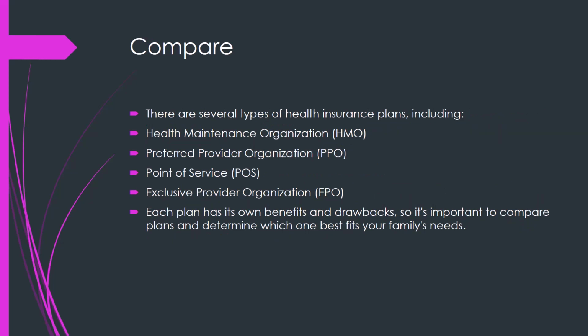There are several types of health insurance plans, including health maintenance organization (HMO), preferred provider organization (PPO), point of service (POS), and exclusive provider organization. Each plan has its own benefits and drawbacks, so it's important to compare plans and determine which one best fits your family.